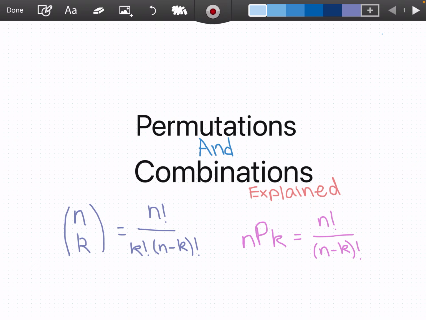Today we're going to be talking about permutations and combinations. We will be learning the basics and solving some example problems.